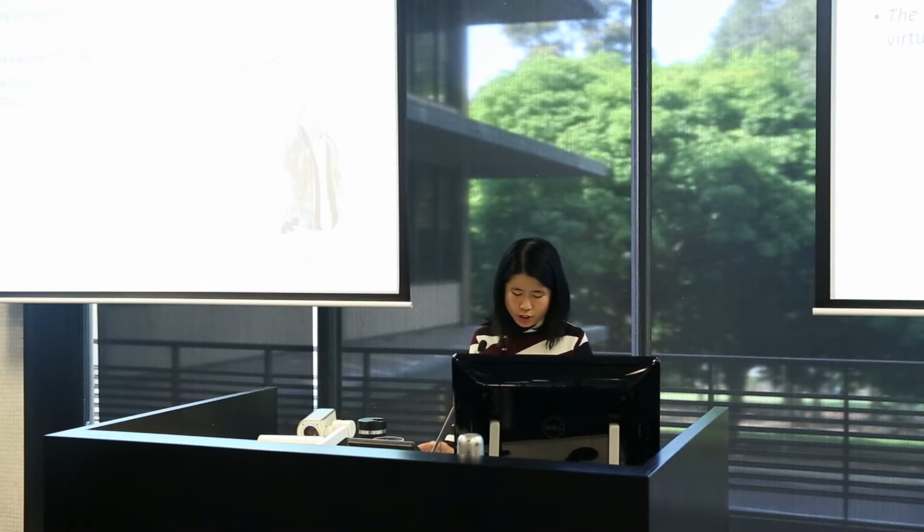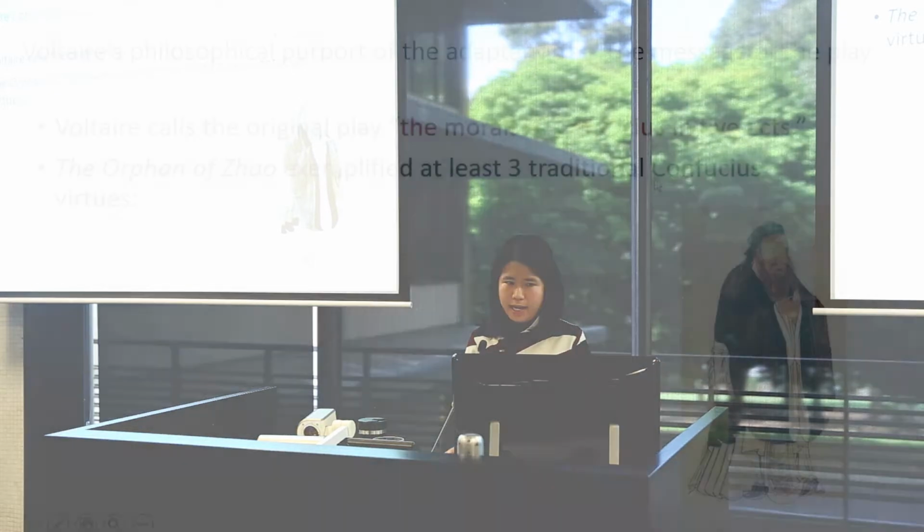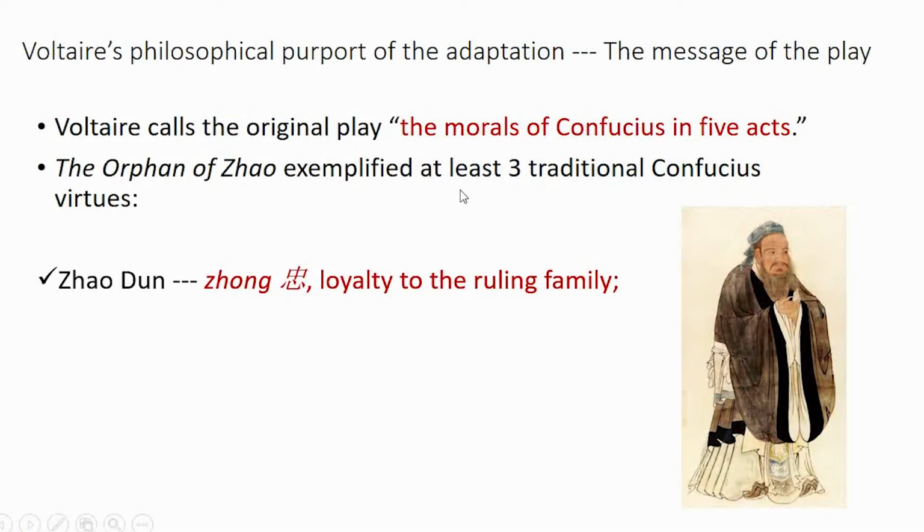But as I mentioned, even though Voltaire criticized the dramatic forms of Chinese drama, he appreciated the philosophical ideas or the message behind the play, which is about virtues. Voltaire calls the original play the morals of Confucius in five acts. So it exemplifies at least three traditional Confucian virtues.